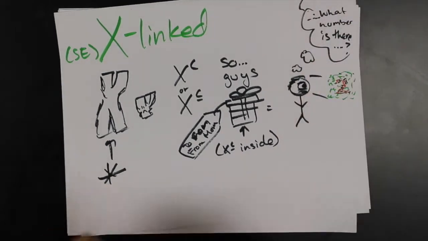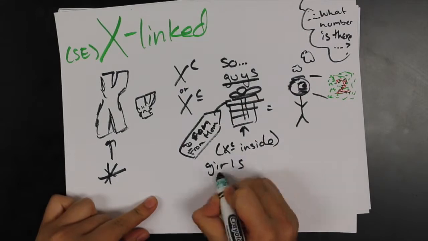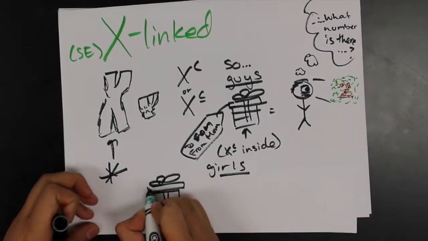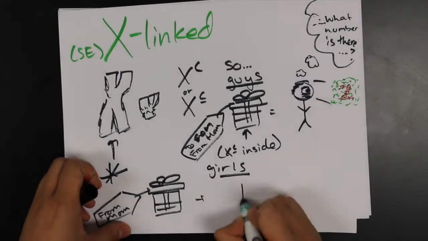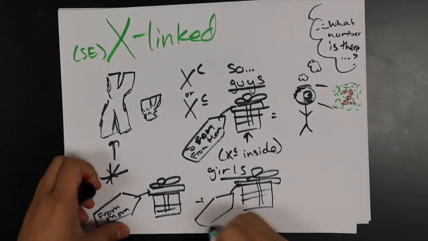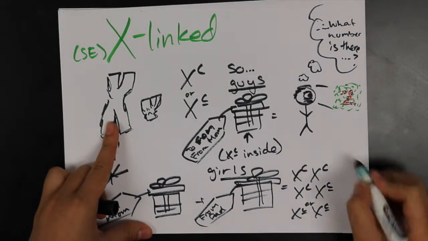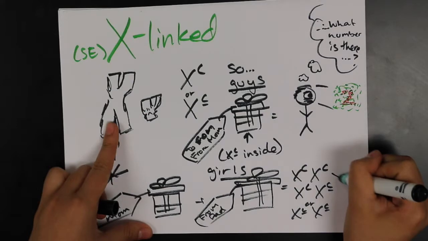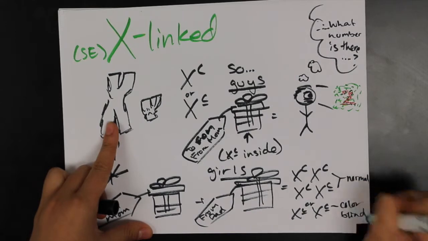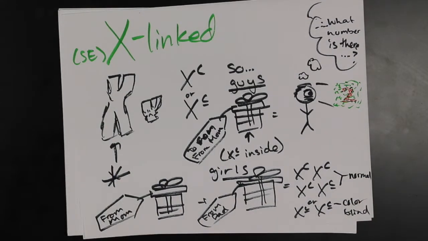On the other hand, for girls, 2 X chromosomes from both the mother and the father contribute to the genotype and consequently the phenotype of the child. So for girls, since they have 2 X chromosomes, both the mom and dad have to pitch in affected X chromosomes in order for the girl to have color blindness. Because of this, girls are much less likely to inherit X-linked diseases than guys.